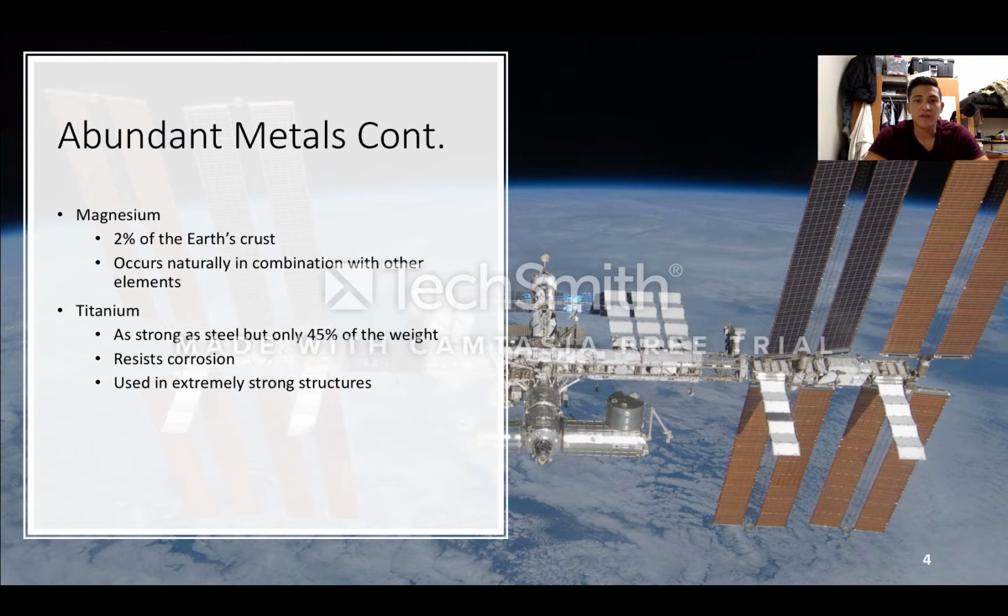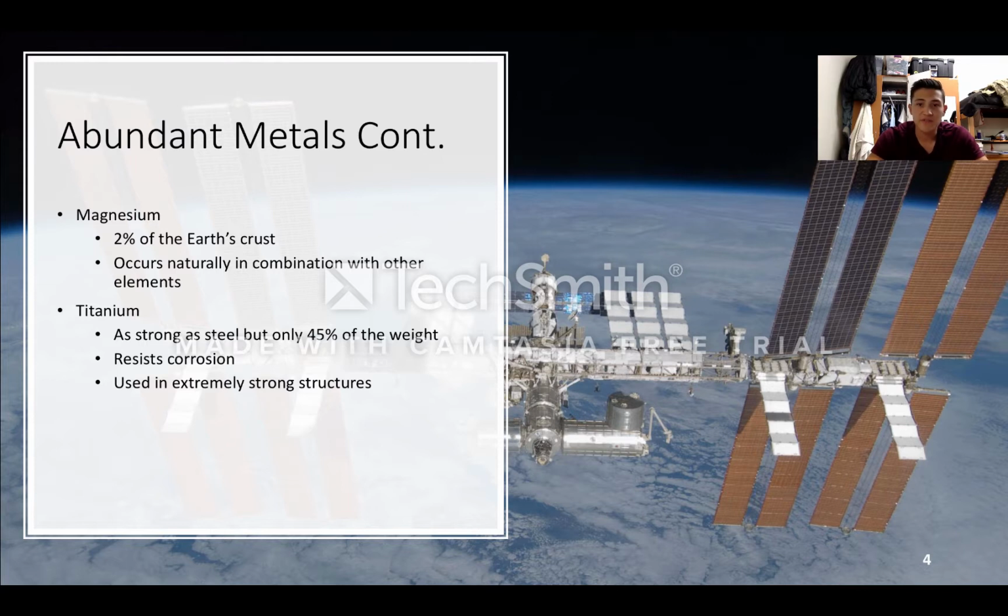Titanium, as you may know, is very, very strong. So strong, in fact, it is used in extremely important structures. The background for this PowerPoint is of the ISS, or International Space Station, and guess what? Many of the parts on the space station are made of titanium.